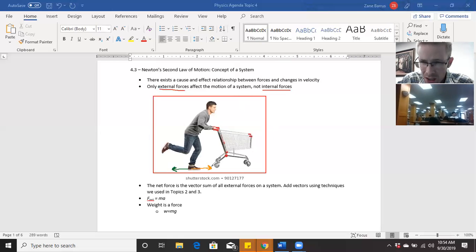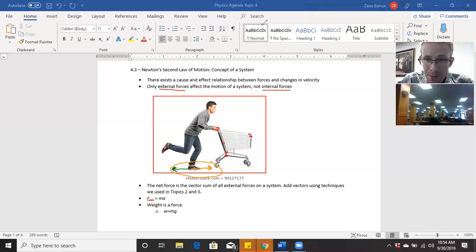Now, remember, that's kind of a confusing concept to think about it that way, but we're going to talk more about this when we get to Newton's third law. But just remember that if the guy is moving in the forward direction, something must be pushing him forward. And that thing is the floor. It's kind of a weird thing to think about, but stay with me. So these forces right here, these are external forces. Those are the forces that are actually causing movement in this system.